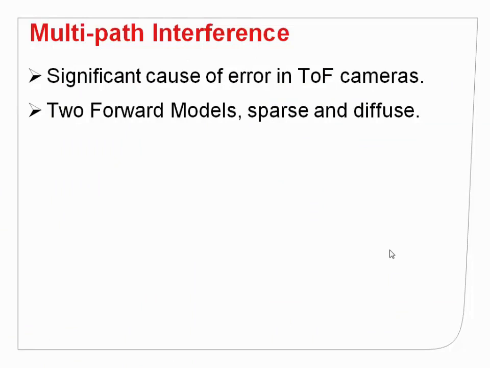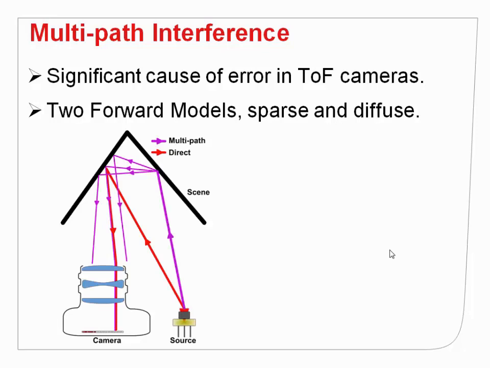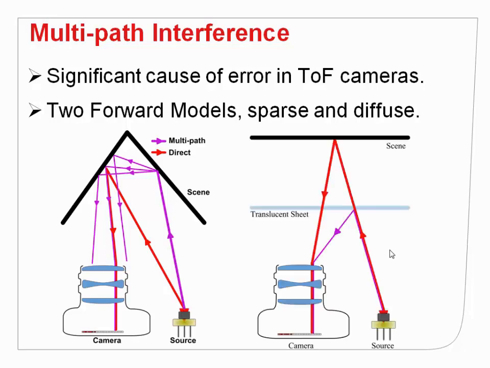So multipath interference causes significant errors in time-of-flight range cameras. At the moment, there are two forward models used: a sparse and a diffuse forward model. For the diffuse forward model, you illuminate the scene, and the multipath is caused by interreflections in the scene. So it's diffuse. One pixel is contributed to by many other pixels in the scene. The other forward model is the sparse forward model, where there are 2 or 3 returns per pixel. And this is the case where you have a translucent sheet in front of the scene.